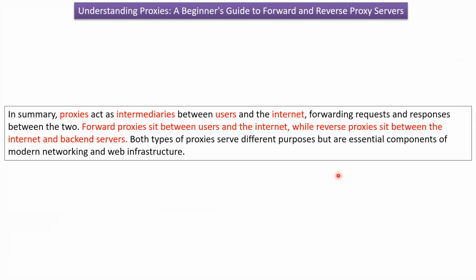In summary, proxies act as an intermediary between users and the internet, forwarding requests and responses between the two. Forward proxies sit between users and the internet, while reverse proxies sit between the internet and the backend servers. Both types of proxies serve different purposes but are essential components of modern networking and web infrastructure.